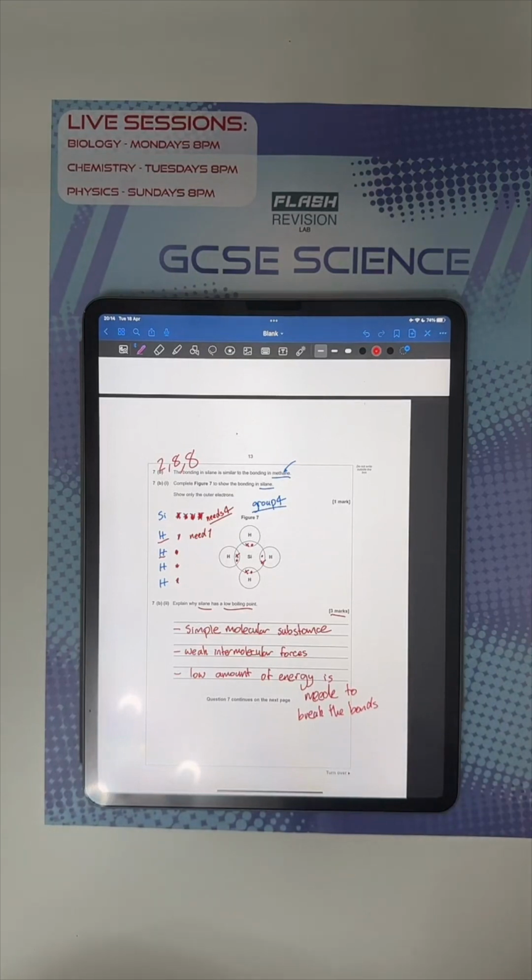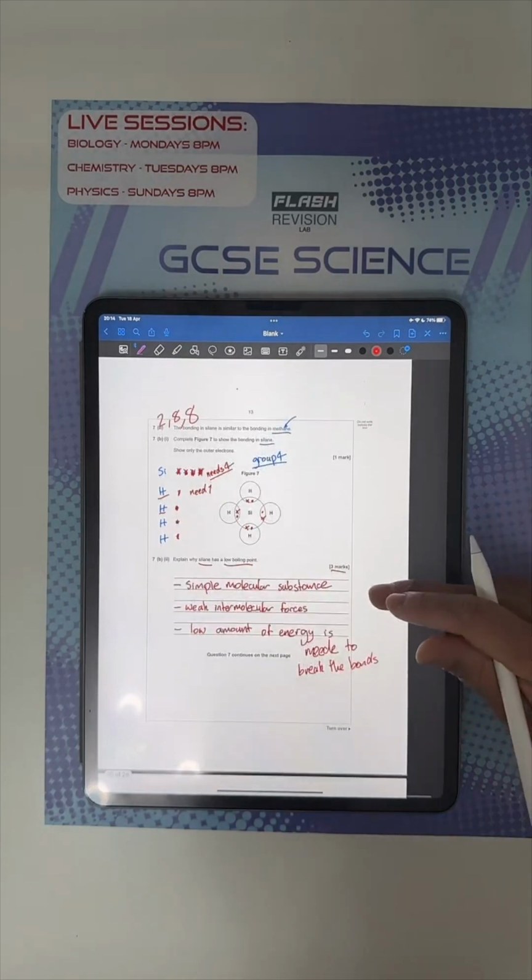Thanks, Macy. Yeah, that's exactly what you need to say. What exam board is this? This question is AQA.